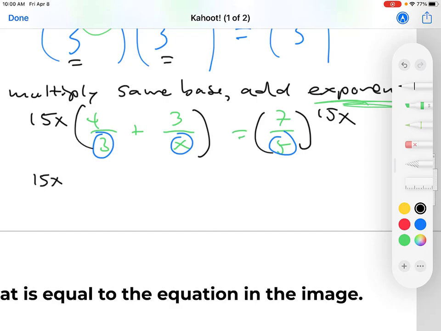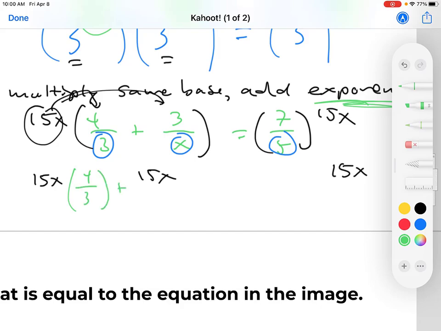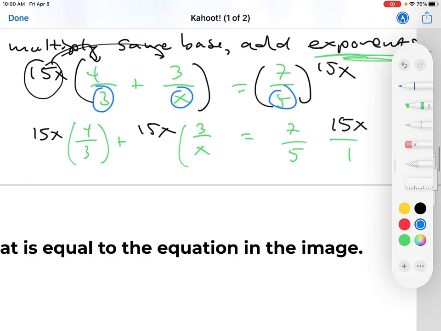15x, you can distribute this, 15x, and you have 15x. You have 4/3, you have 3 over x, and you have 7/5. Okay, if you haven't learned cross-canceling, you can do that by just breaking them into factors.